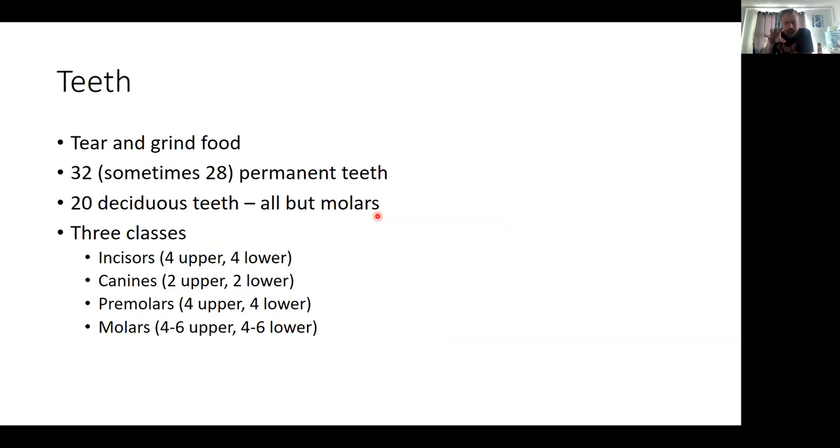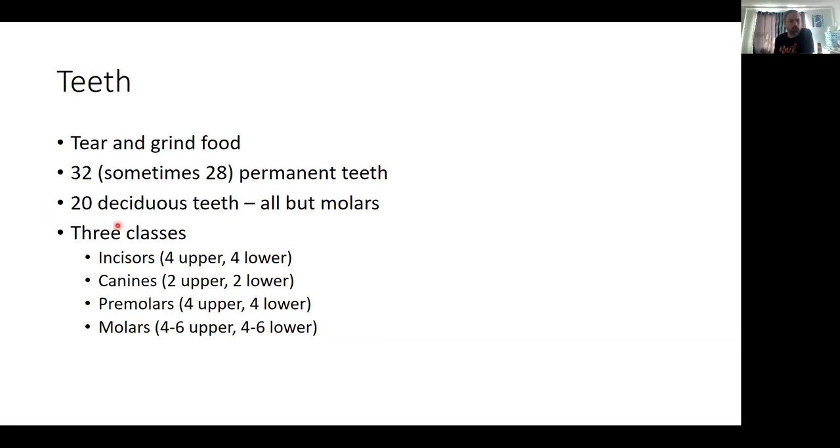Now, the average adult has 32 permanent teeth, although most of us have 28. The reason for this we'll get to in a second. These are your adult teeth, the ones that do not replace. But as a child, starting at about age 6 and running up to about age 12, you began to lose some of these.